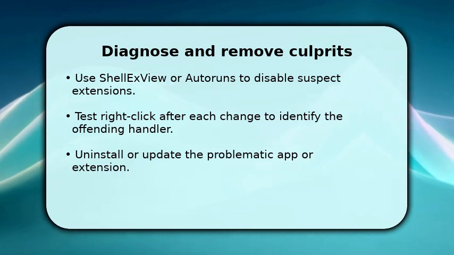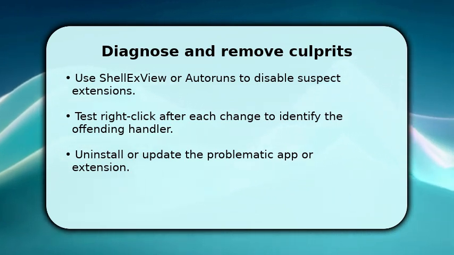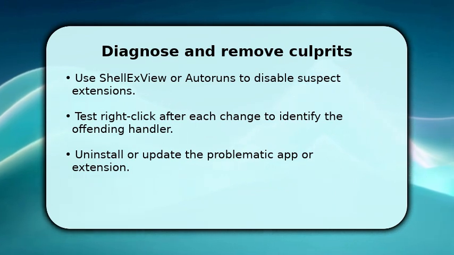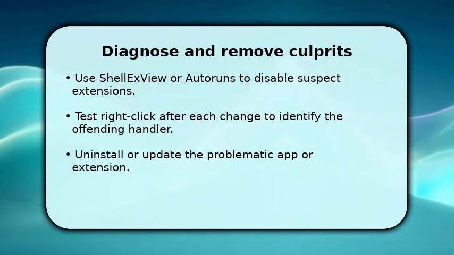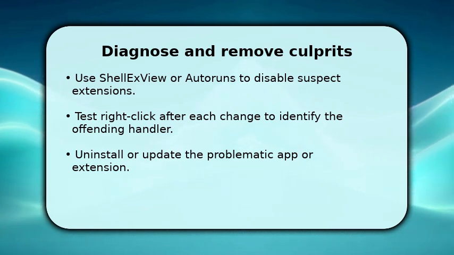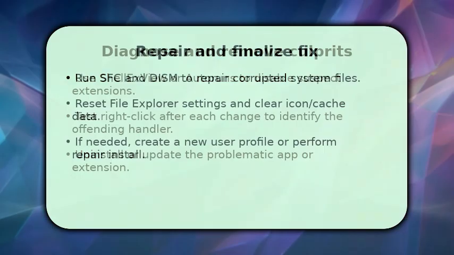the precise offender. Once identified, either update that application, uninstall it, or remove its context menu handler. This targeted removal prevents collateral disruption and restores Explorer. If disabling extensions didn't solve it, repair system integrity.